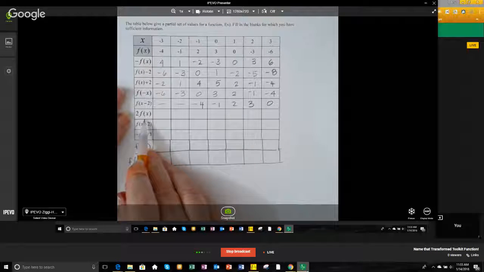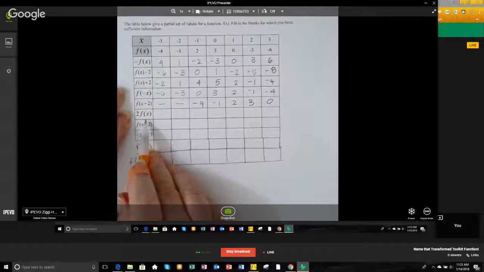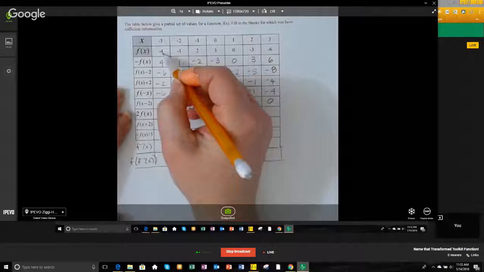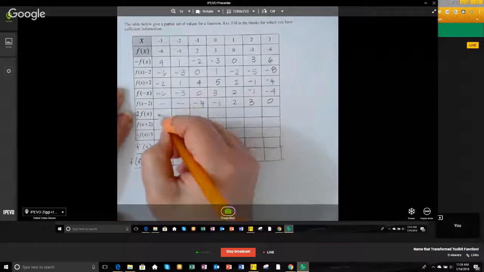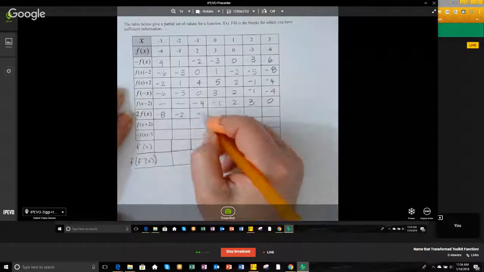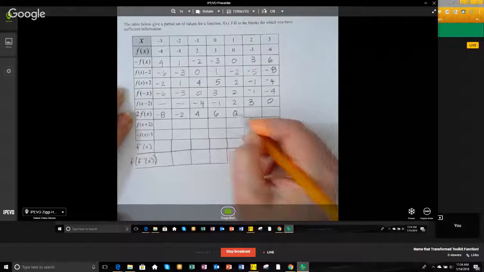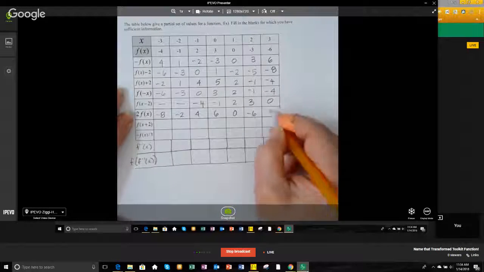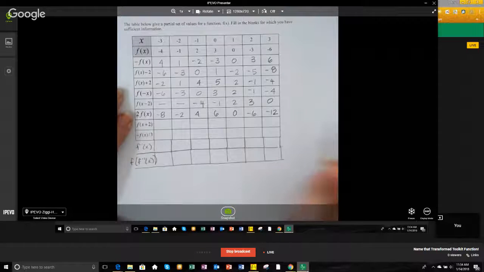This next line is taking all of the y values and multiplying by 2. So we're going to take these y values, the f of x's, and multiply by 2. So we're going to get -8, -2, 4, 6, 0, -6, and then -12.